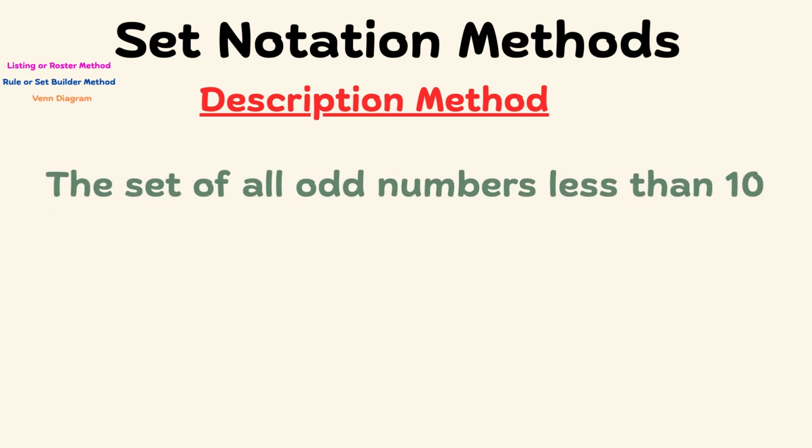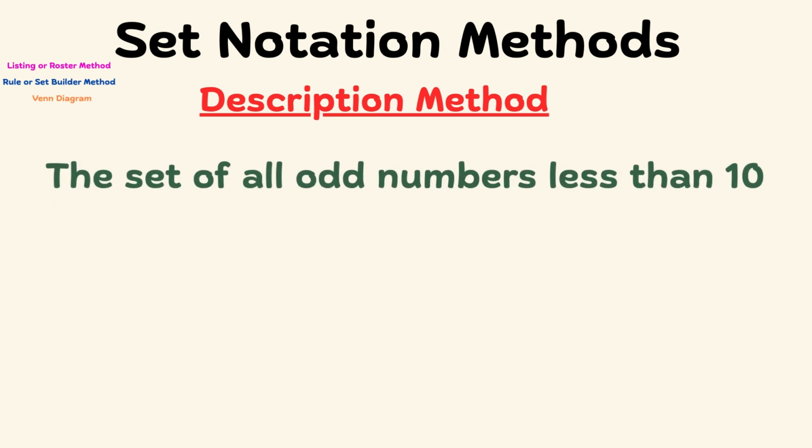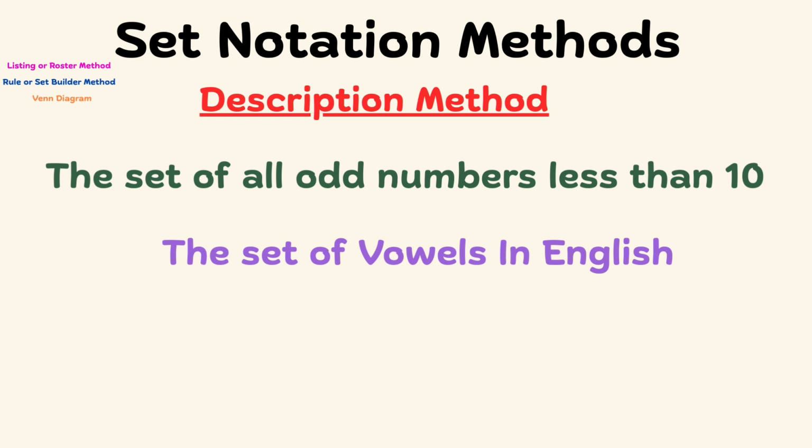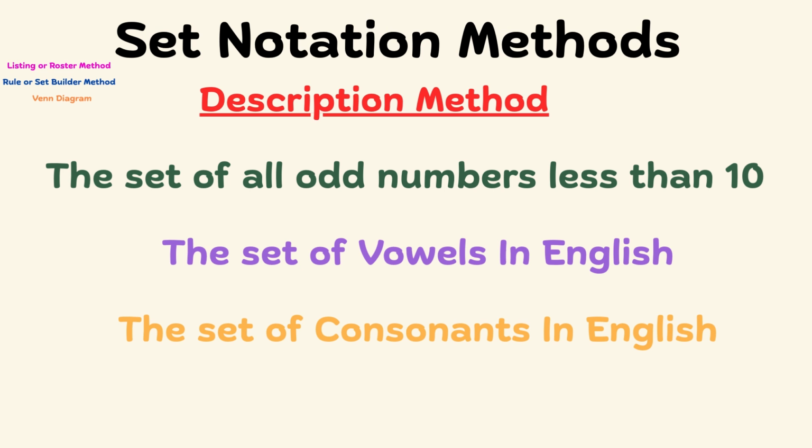The description method is where we describe the elements of the set in words. So for example, we can simply just say the set of all odd numbers less than 10. This is the description method. You can also say the set of vowels in the English language or the set of consonants in the English language. So basically just saying it in words, just as we have words and we have figures.